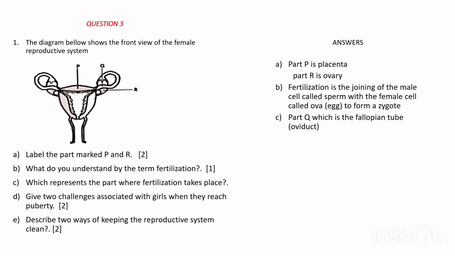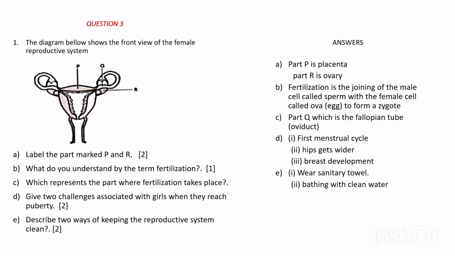We move to question D. Give 2 challenges associated with puberty in girls when they reach puberty. So the first menstrual cycle, the hips get wider, the breast develop. As simple as that. We move to question E. Describe 2 ways of keeping the reproductive system clean. Wear sanitary towels, bathing with clean water.